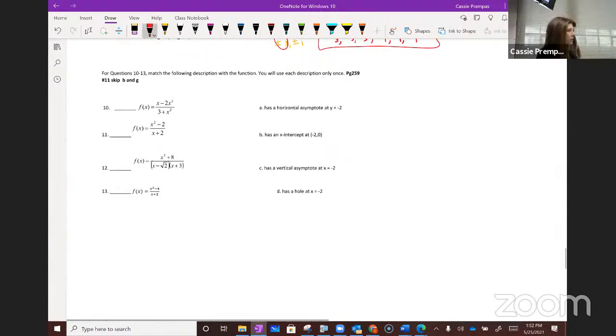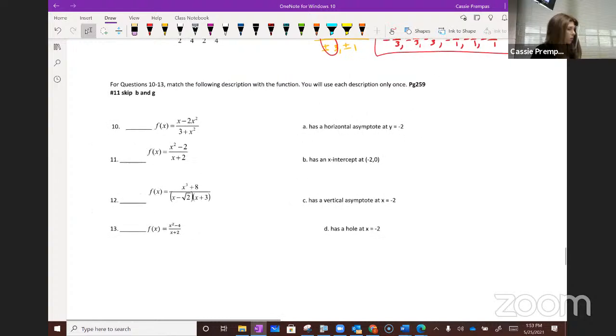The last thing to review are horizontal asymptotes, vertical asymptotes, and holes for rational functions. So it says for questions 10 through 13, match the following description with the function. You will use each description only once. Do you guys remember how we determine what the horizontal asymptote will be for a rational function? There were 3 cases.